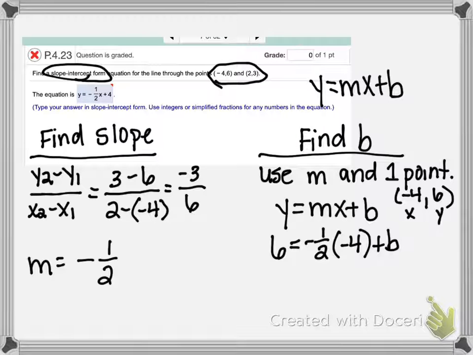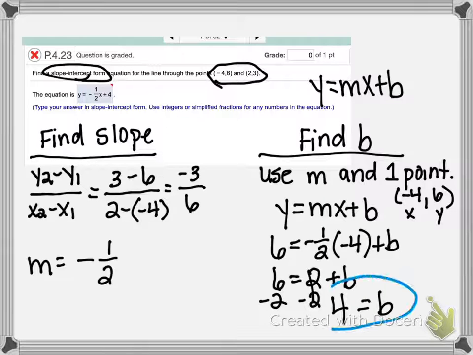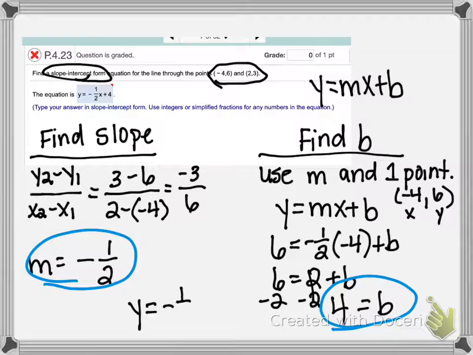Alright, so I have 6 and negative 1/2 times negative 4 is going to give me 2. And then I'm going to solve for b by subtracting my 2, and I get b equals 4. So I'm going to take what I know. I know my b is 4, my slope is negative 1/2, and I should be able to write the slope-intercept form is y equals negative 1/2 x plus 4.